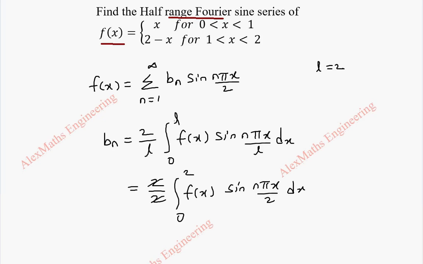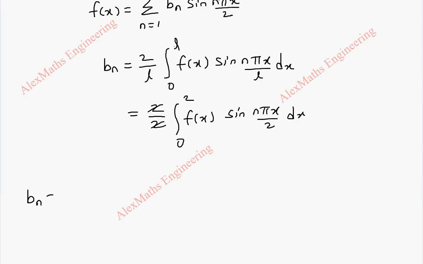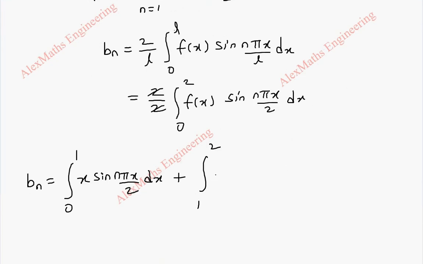We are going to evaluate this bn, but the function is made up of two parts: x for interval 0 to 1, and 2 minus x for interval 1 to 2. So we write bn equal to, taking the first interval 0 to 1, f(x) is x here, and we have sin(n pi x / 2) dx. And the second part is from 1 to 2, and this time our function is 2 minus x, into sin(n pi x / 2) dx.